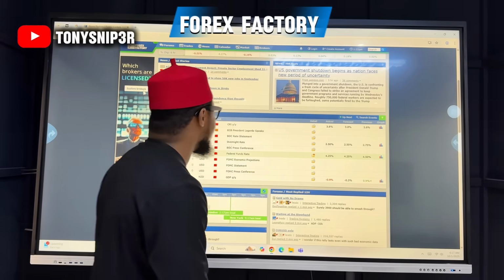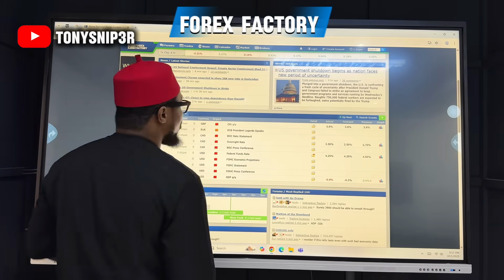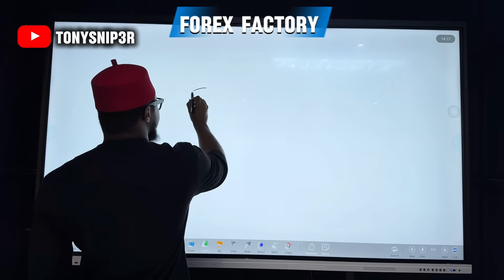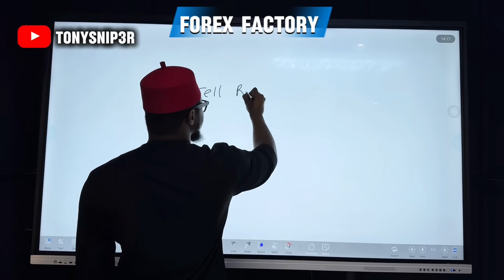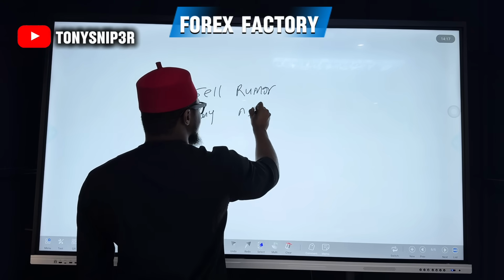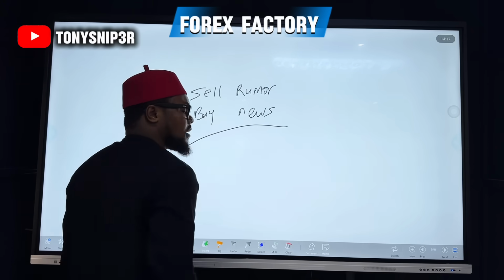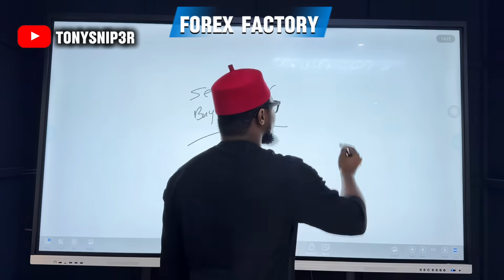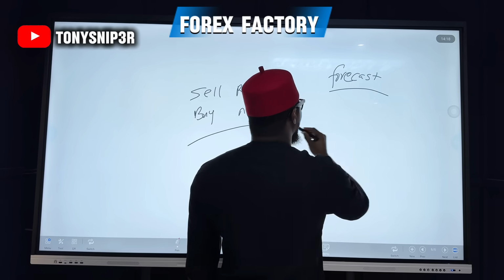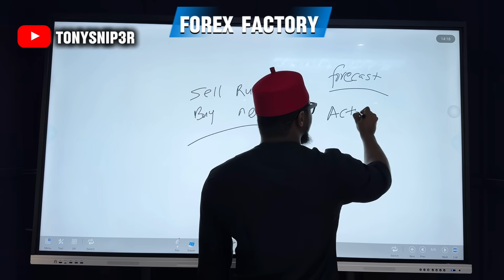Now, there's a statement that most people overlook. Now, this statement is sell the rumor and buy the news. Now, what is the rumor? Forecast. And what is the news? Actual.